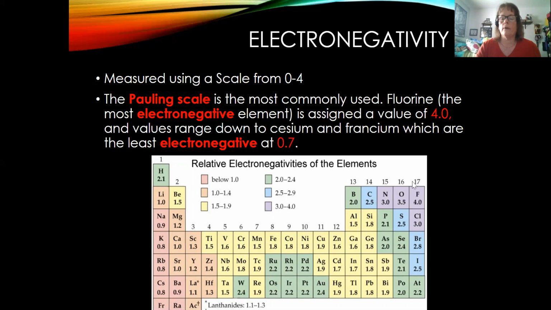Fluorine, right here in our periodic table, tends to be the most electronegative element, and it is assigned a value of 4, the highest number on the scale. And the values will range down to cesium and francium, which are the least electronegative at 0.7. And this is just a picture of a periodic table giving you the electronegativities. And you can see here that these are very small. And as you move up across, they get larger and larger until you get the largest one up here at fluorine.